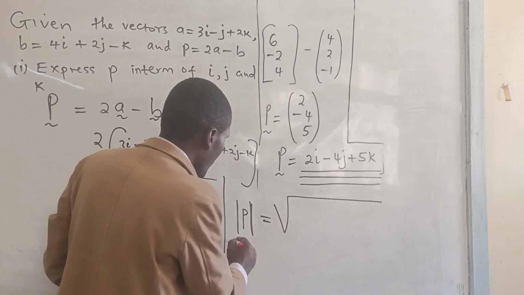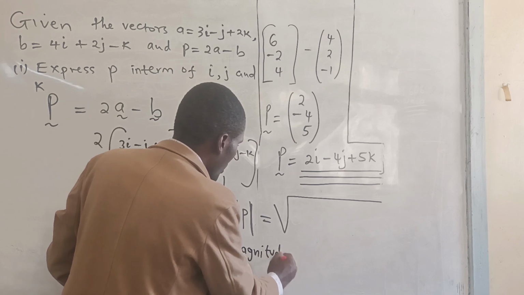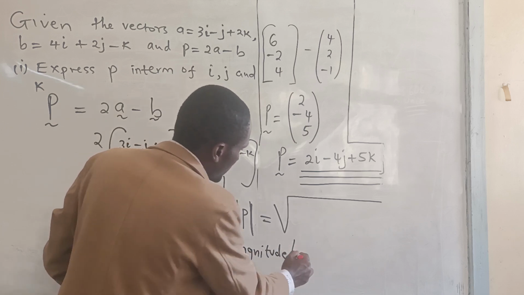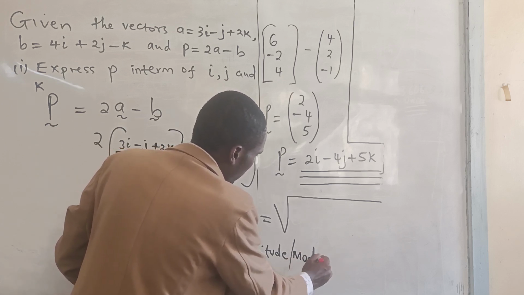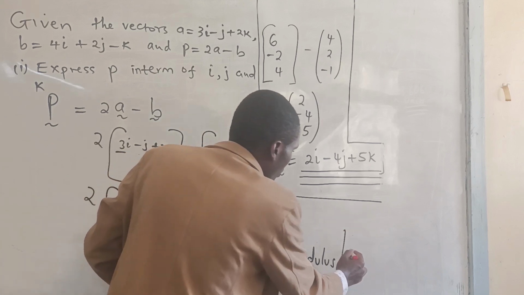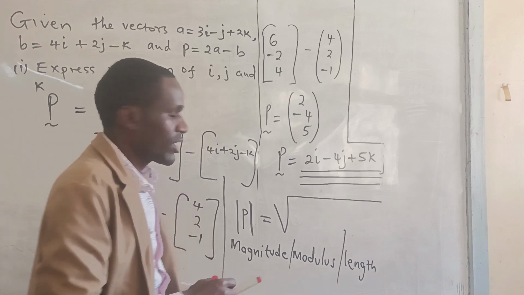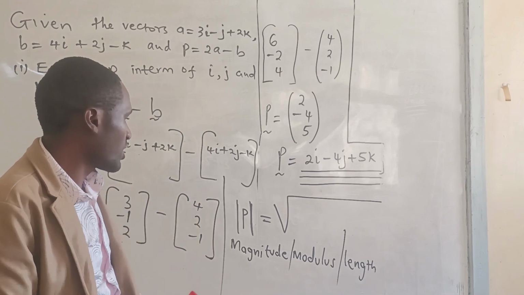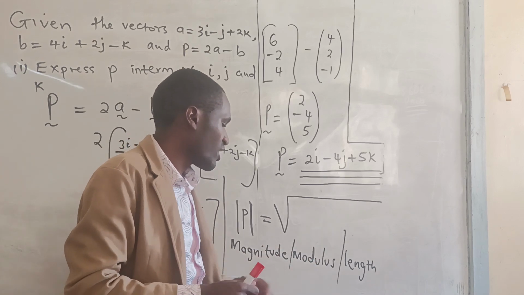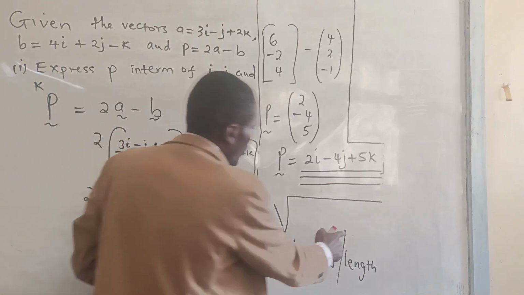So it can either be referred to as the magnitude, or as well you can get asked to get the modulus. So you can either talk about magnitude or modulus or the length of that vector. So a question may demand that you get the magnitude of a vector or the modulus of that vector or the length of that vector or even the size of that vector. So that has to involve this.